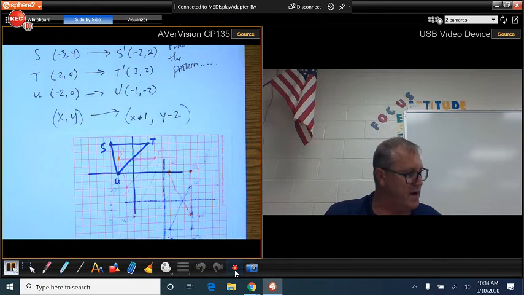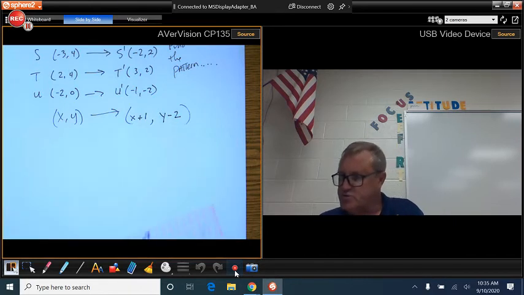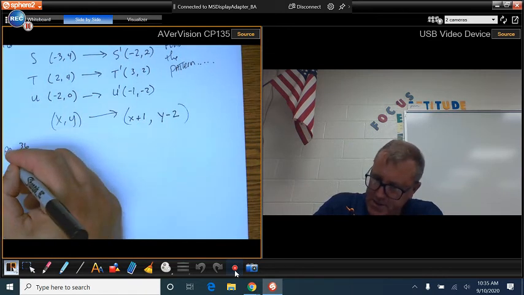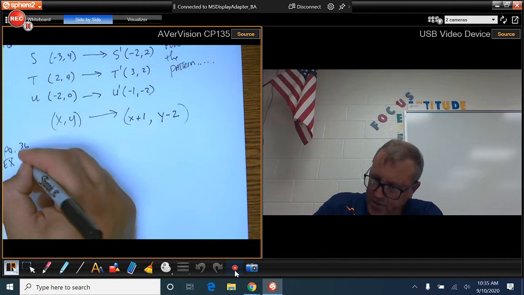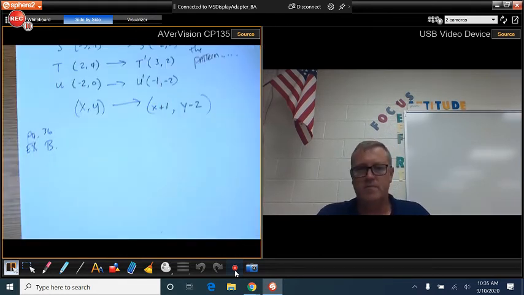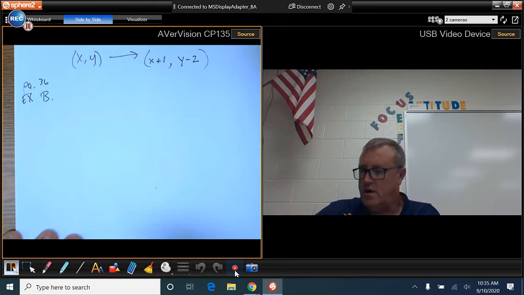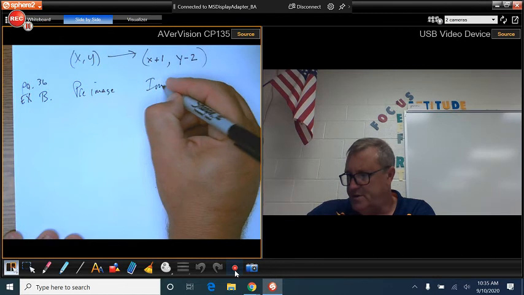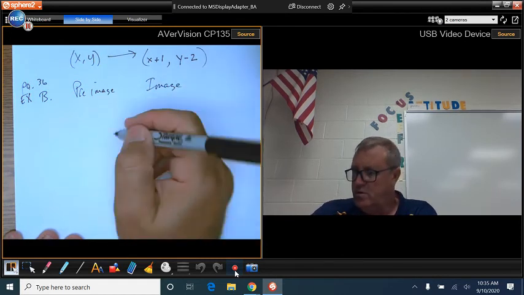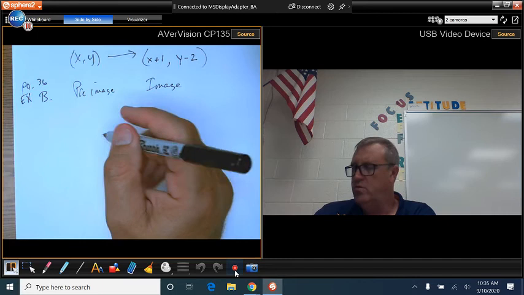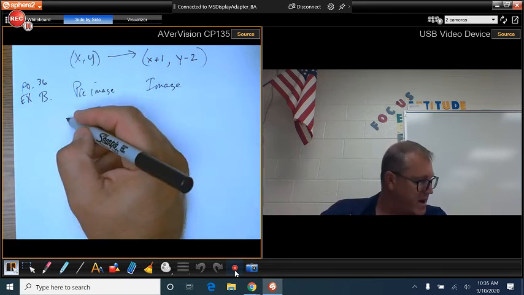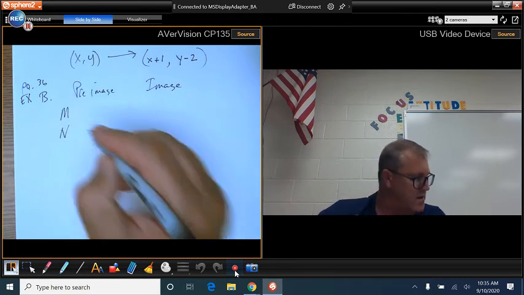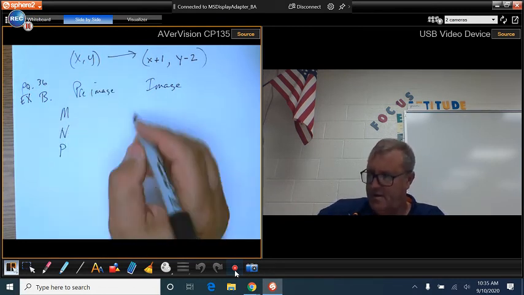Go to example B on the next page, page 36, example B. All right, so once again, pre-image, image, and we've got M, N, and P. Okay.